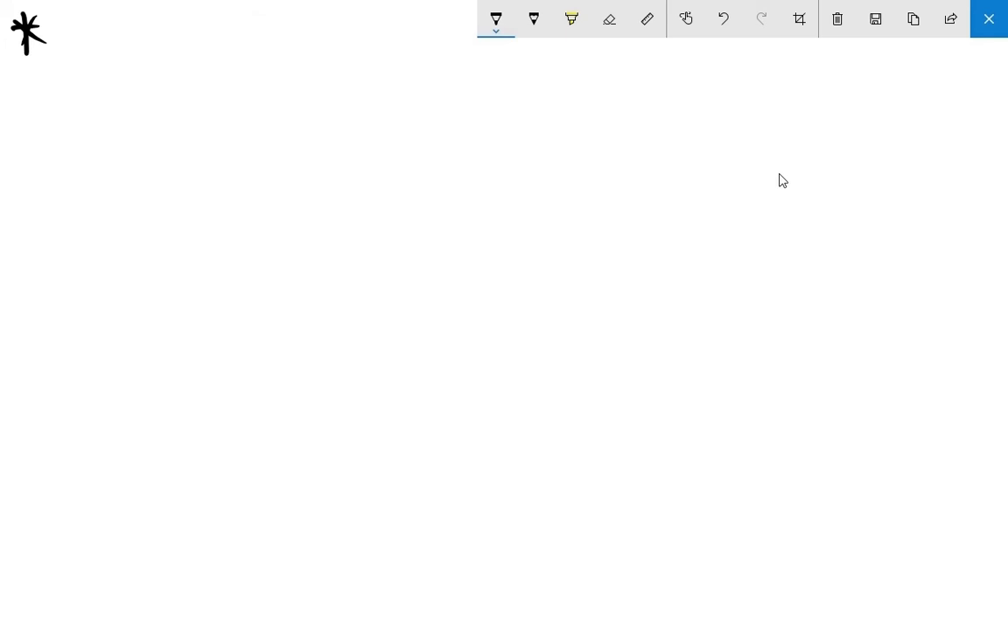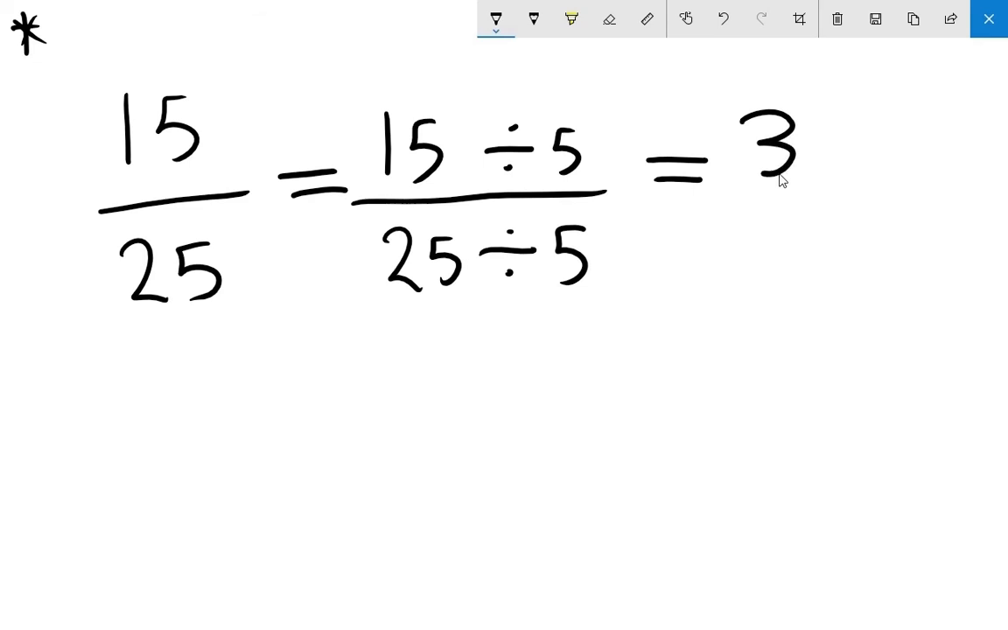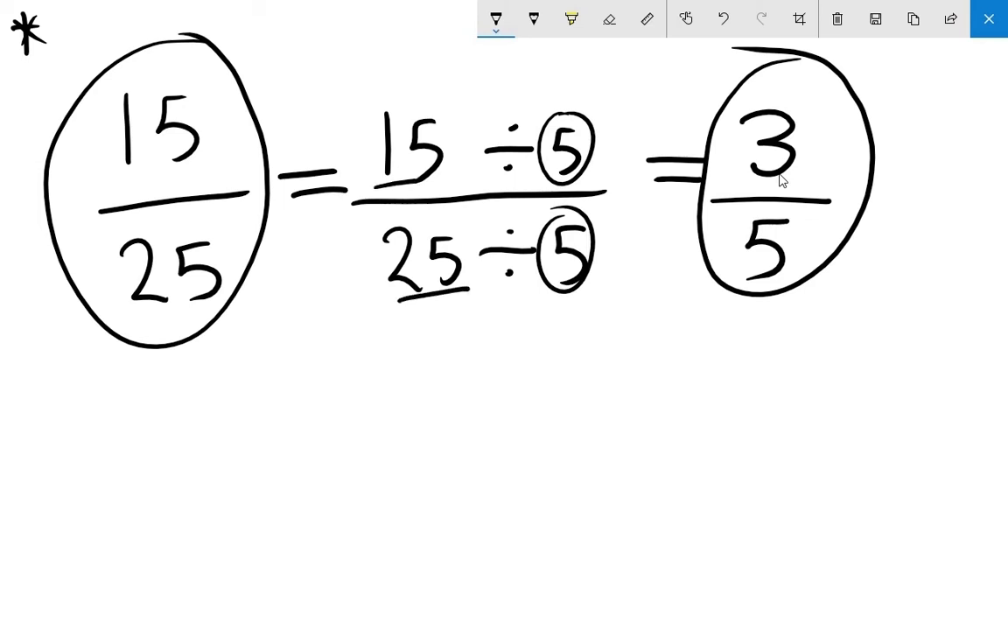Let's try another example. We have 15 over 25. A common number that can divide both 15 and 25 is 5. 5 into 15 gives us 3, while 5 into 25 gives us 5. This is the lowest fraction and this is its simplest form because 5 is a common number that can divide 15 and 25. So we have 3 over 5.